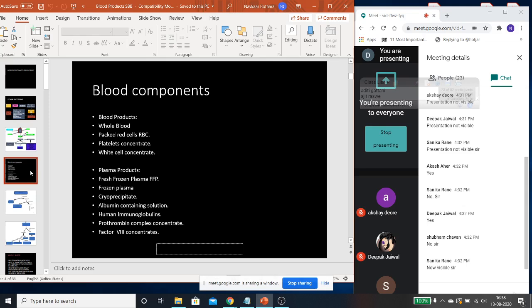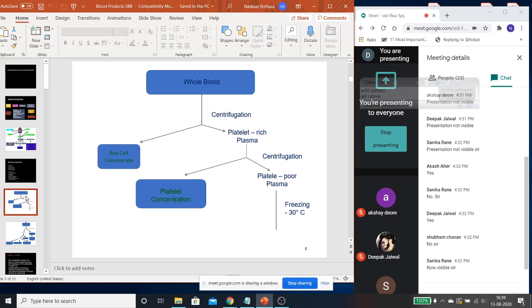Cryoprecipitate is there. I told you plasma is precipitated under extreme cool condition, cryo is cool. Then albumin containing solutions are there, human immunoglobulins are there, which are antibodies. Prothrombin complex concentrate is there, factor 8 concentrate are there. So this is the list of blood components which are available and how they are done.